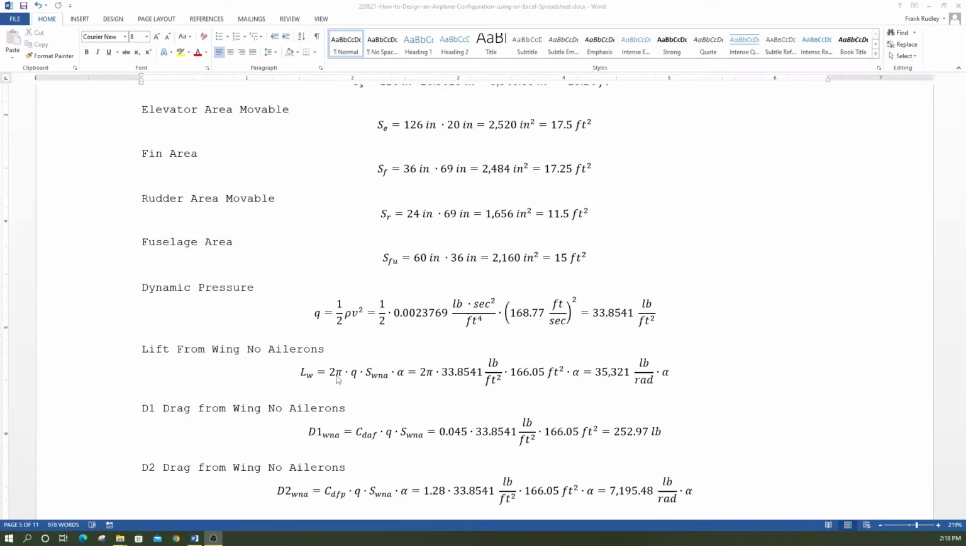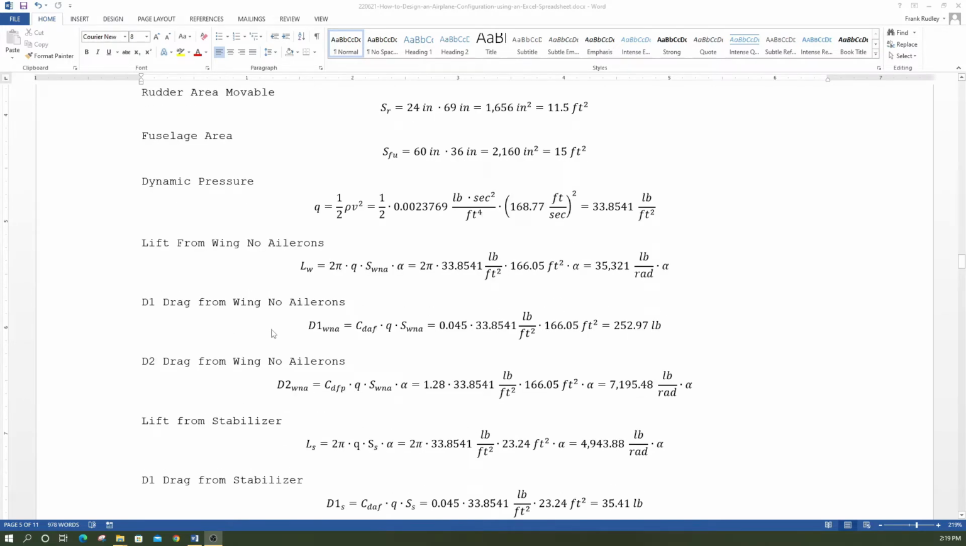So it's 2 pi q s, where alpha is the angle of attack. When we multiply all those through, we get 35,321 pounds per radian of aileron times the angle of attack. So this is the wing itself without the aileron. The lift of the wing is a function of angle of attack. A lot of times you'll see the lift at a certain angle of attack reduces because the wing is stalling. So this is assuming it's in the linear region where it's not stalling.